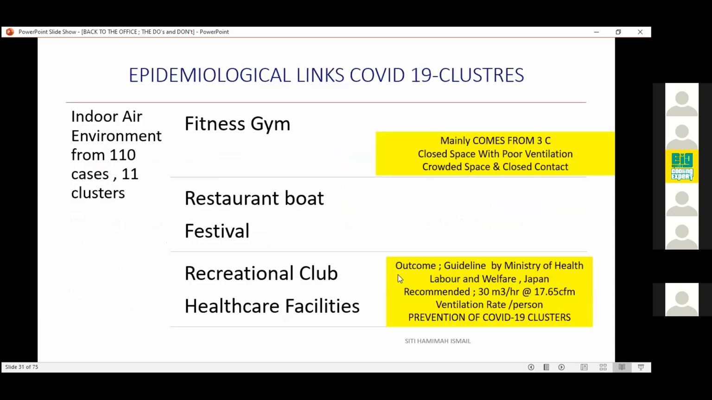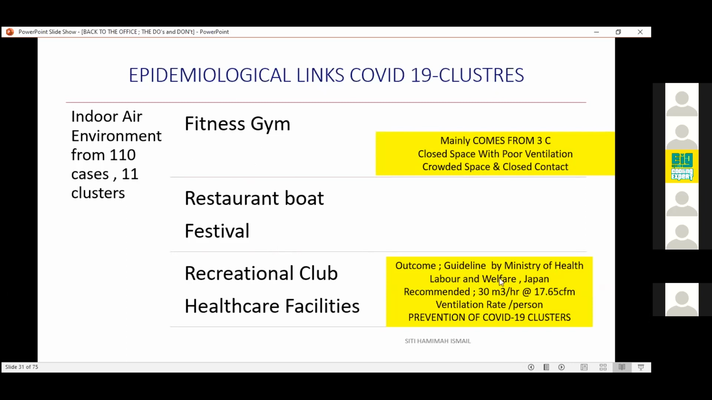Kalau you nampak dekat dalam indoor environment, I just nak highlight daripada 110 case yang involve 11 cluster, dia start dengan one personnel pergi fitness gym. Dekat gym ni close space dengan poor ventilation, crowded space, and dia ada close contact sebenarnya. That's why dia positif. Lepas tu dia pergi ke restoran boat punya festival. Daripada situ dia pergi ke recreational healthcare facilities.